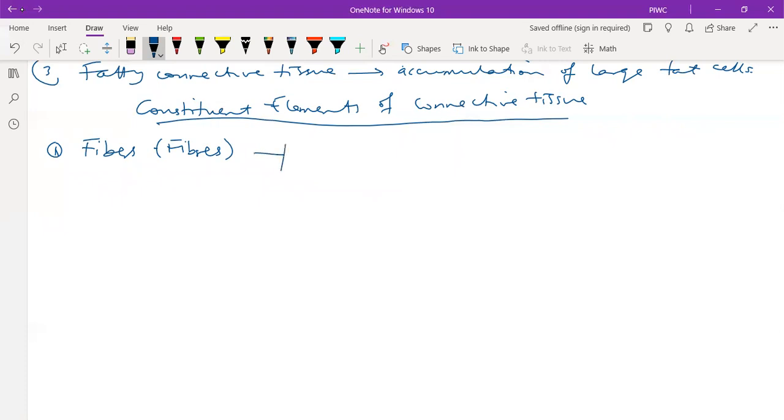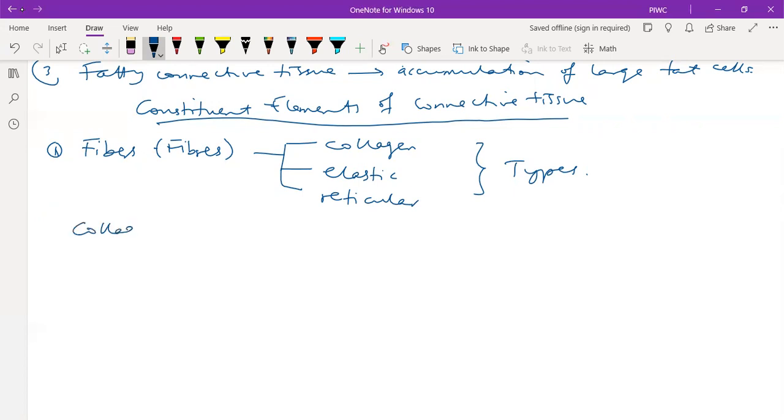So you can have collagen fibers, you could have the elastic fibers, or you could have the reticular fibers. So these are the types of fibers: collagen, elastic, and reticular fibers. Let's narrow down to the collagen fibers. So what are collagen fibers?